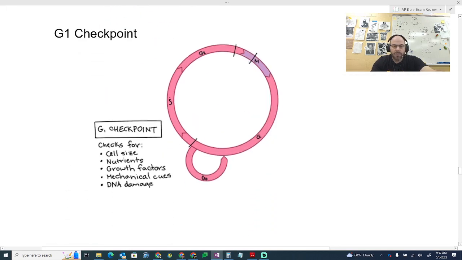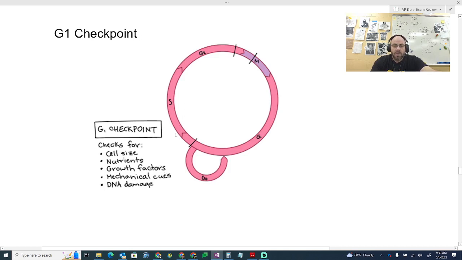I love this picture. It just has everything there. You could pause this. Checks for cell size. Is the cell big enough? Do we really need to divide? Is there enough nutrients? Do we have enough nutrients to sustain the division of the cell? Growth factors, all these things. Is there DNA damage? If there is, we need to just blow up this cell, forget it ever happened.